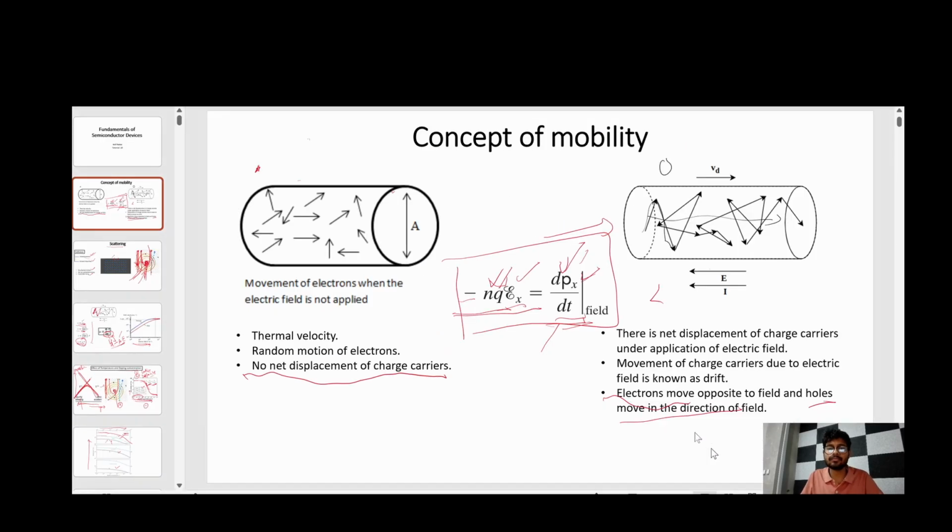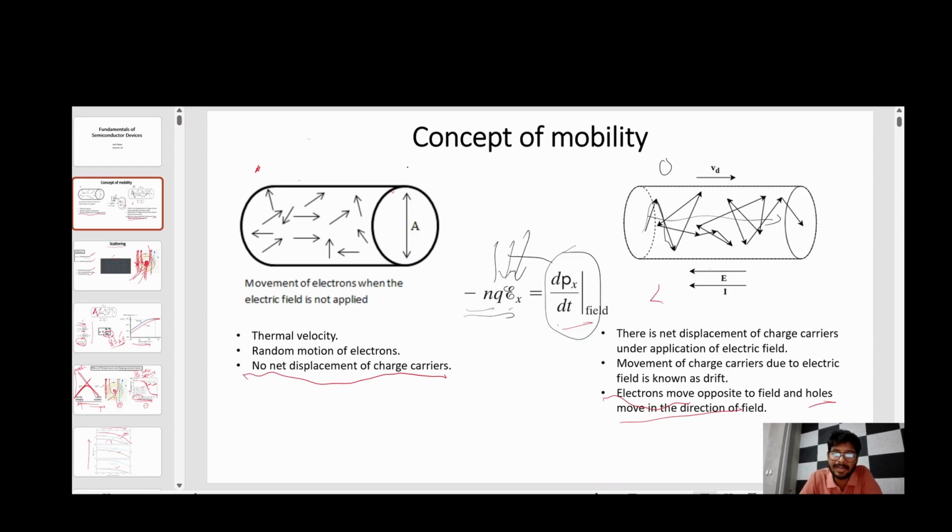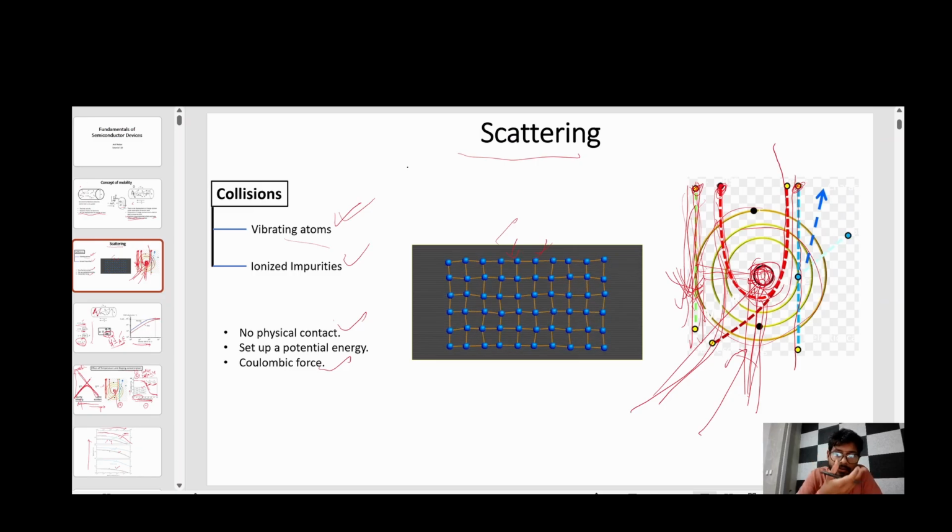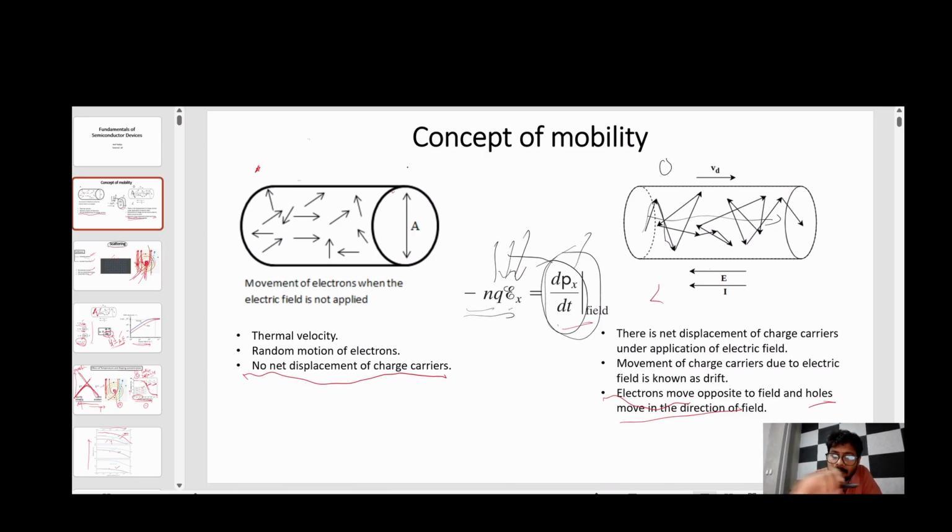So that is the concept of mobility. When you apply the electric field, dp by dt is the current due to the electric field, which is given by the number of carriers times the charge times the electric field that you have applied. I think we should not go that much into depth, but this is kind of important. This is the current due to the applied electric field, the current of holes due to the applied electric field.